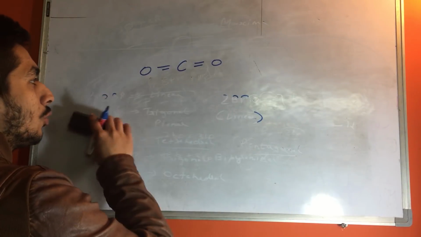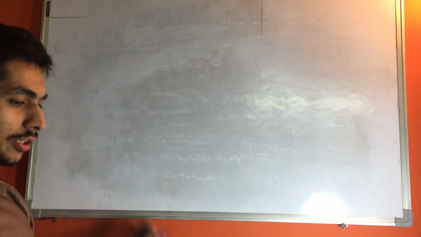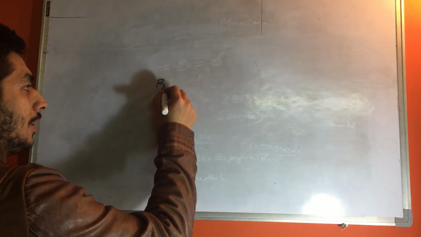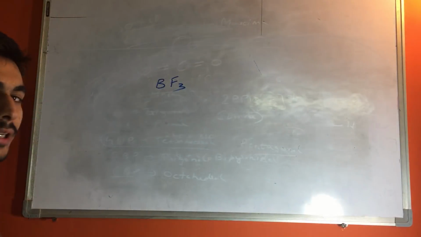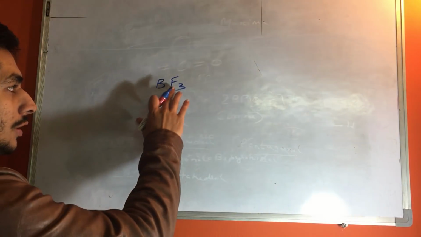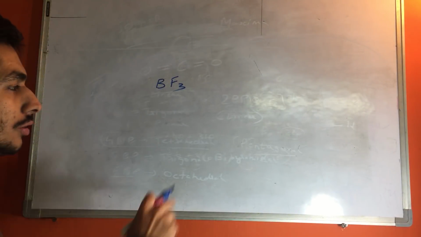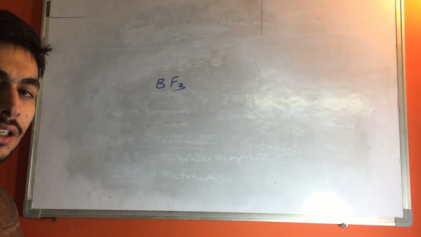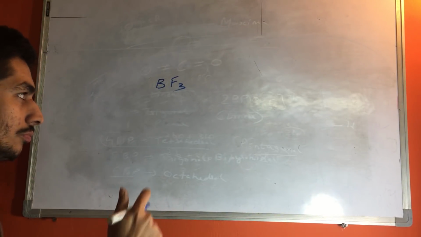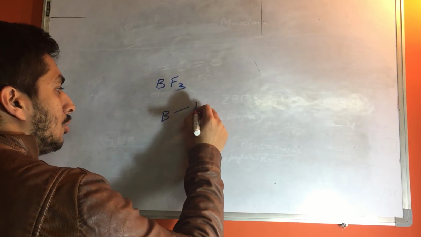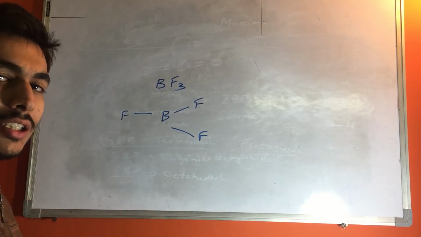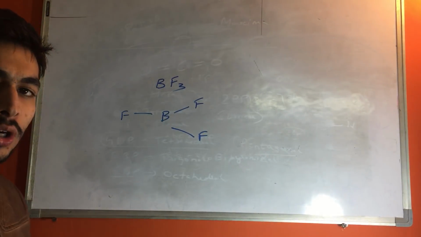Okay, so we took the example of CO2, and CO2 is linear. Now let's take another example of a compound, let's say BF3. Boron in its valence shell has 3 electrons, and all the 3 electrons are participating in bonding because there are 3 fluorines; in bonding it is participating with 3 fluorine atoms. So we have B, if I show you the structure like this.